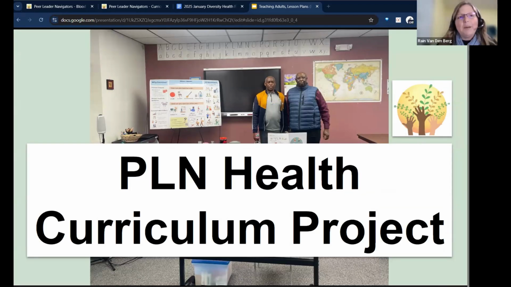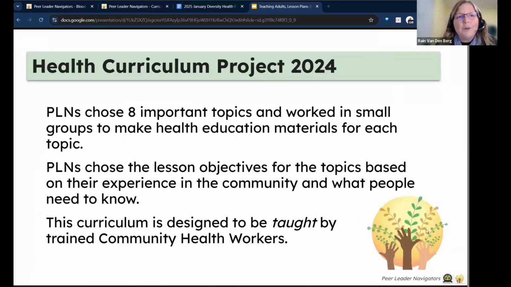So this project happened in 2024, and so many of you PLNs were involved in this project. As a group, PLNs chose 8 important health topics, and there were also some people at Raise who were involved in ranking the topics, but that was kind of a joint effort. And then we worked in small groups to make health education materials for each topic.